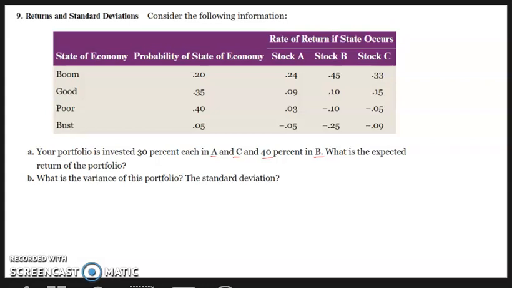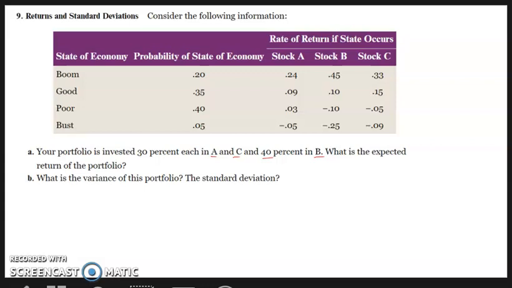So, Chapter 11, Problem 9, returns and standard deviations. We have four states of the economy: boom, good, poor, and bust. The probabilities of those states are 20%, 35%, 40%, and 5% respectively.